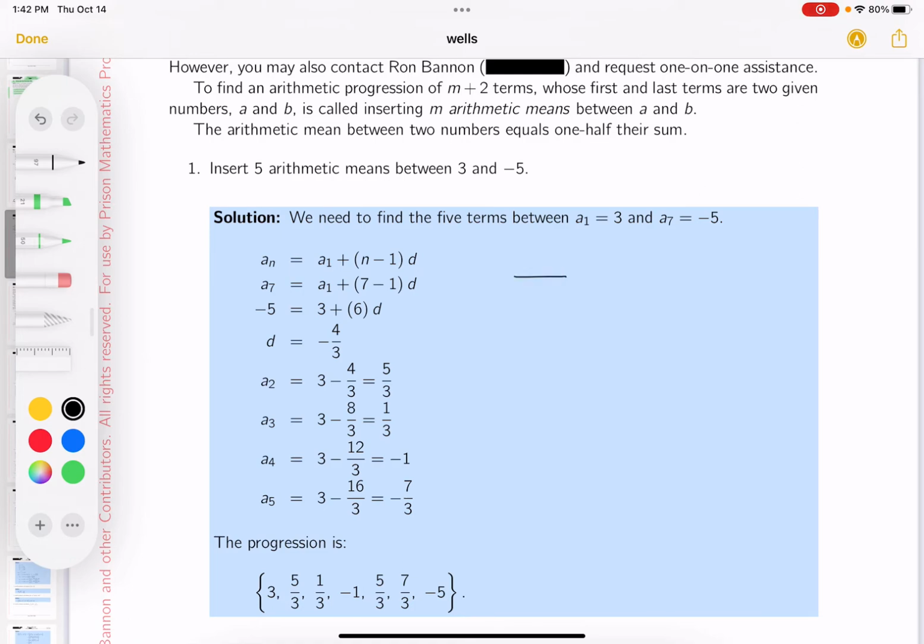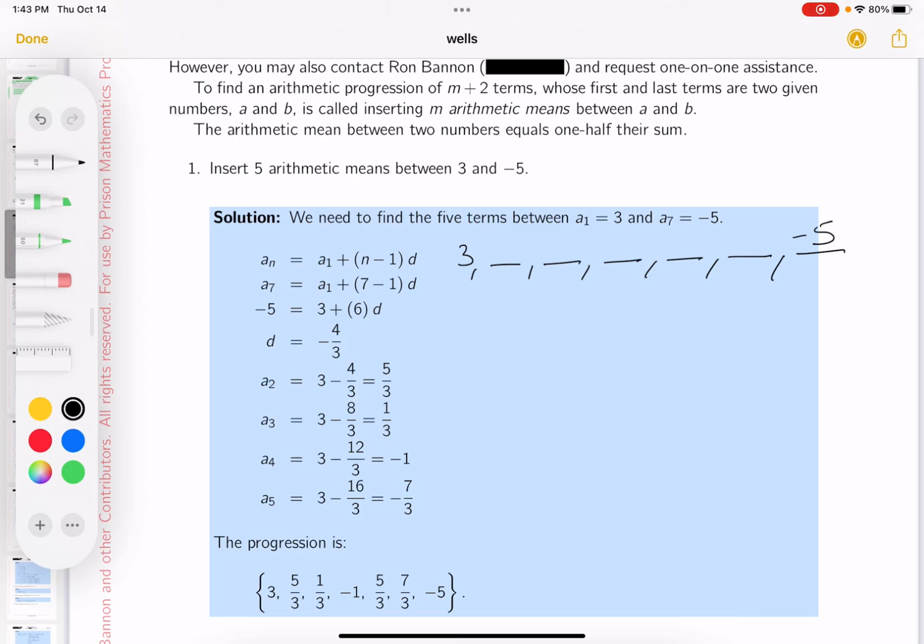The first number in the sequence is 3. But now they want 5 terms. I'm running out of room already, so let me erase that and put this down really carefully. 3, 1, 2, 3, 4, 5. So they said there are 5 of them in between these two numbers over here, and they want me to insert them in.